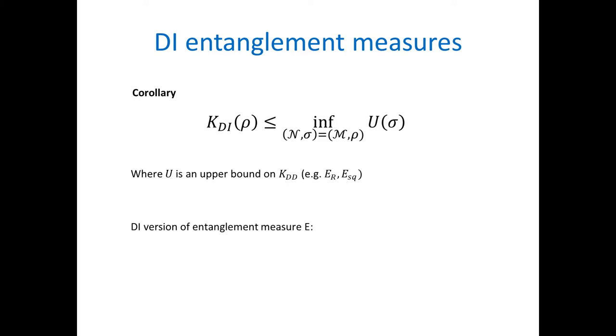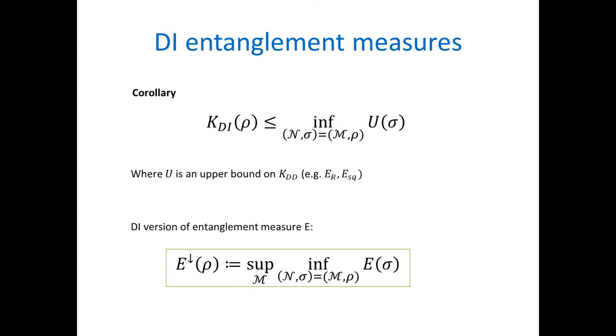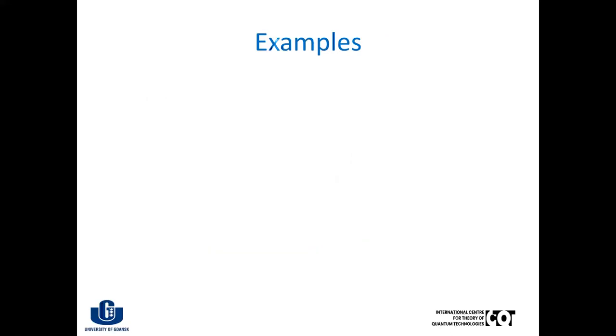And from that corollary, you can find that maybe it is useful also to define the entanglement measure E, with a down arrow, which is the supremum over measurements, over quantum strategies, of the infimum over attacking devices of the original entanglement measure of state sigma. So this is as if you want to certify the entanglement measure in a device-independent way, and this is the part of this measure which is, of course, not greater than E of rho, which you can test device-independently.